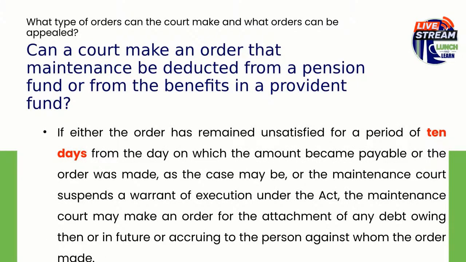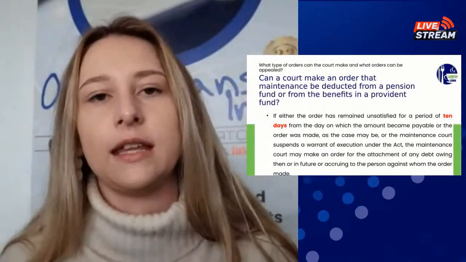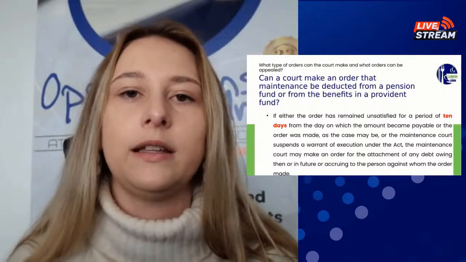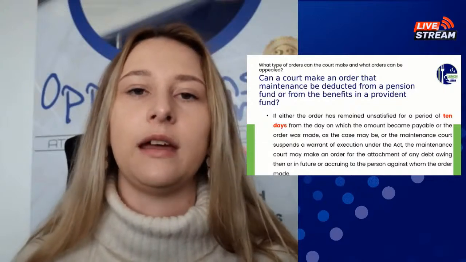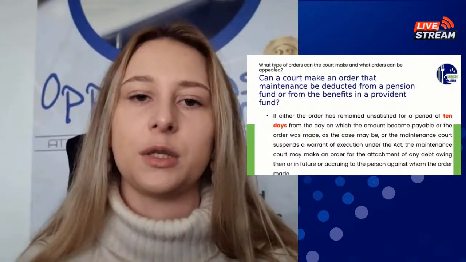So Section 30 of the Maintenance Act reads as follows and states that if either the order has remained unsatisfied for a period of 10 days from the day on which the amount became payable or the order was made, as the case may be, or the maintenance court suspends a warrant of execution under the Act, the maintenance court may make an order for the attachment of any debt owing then or in future to the person against whom the order is made. So this just brings back the point that we've said that the civil remedies, attachment of emoluments, and the execution against property, those routes must have first been followed and then have to be unsuccessful before an applicant can apply for the attachment of debt.